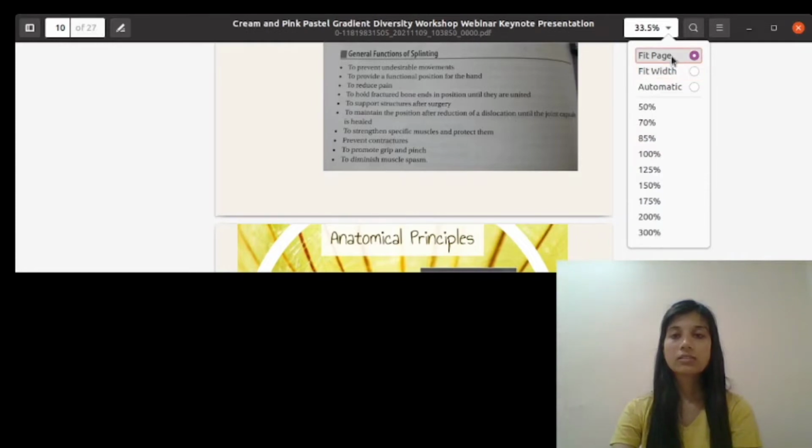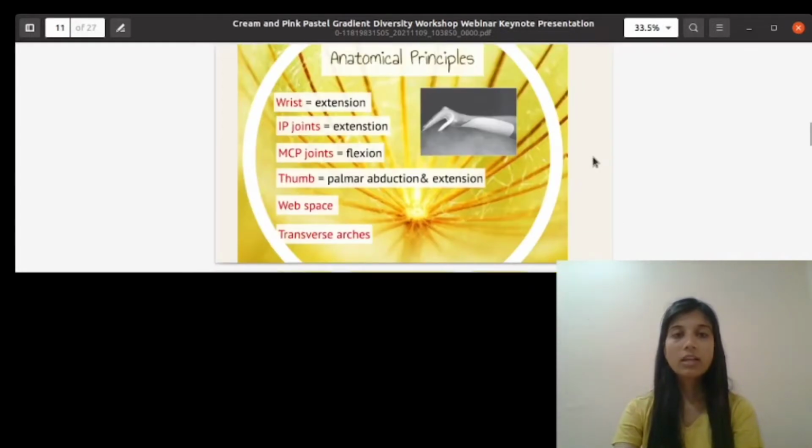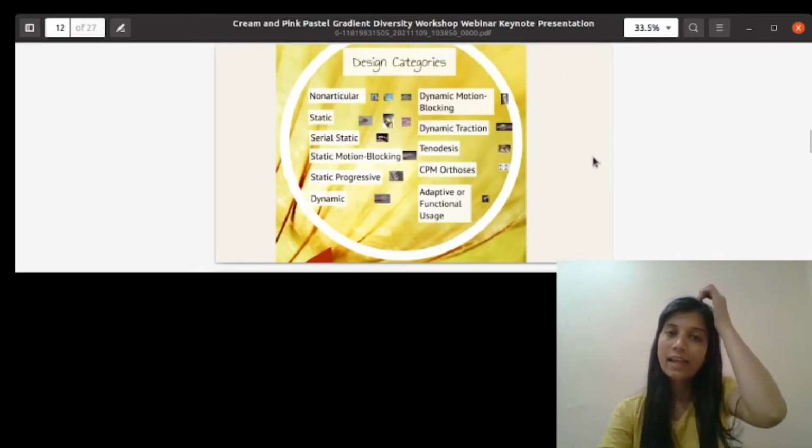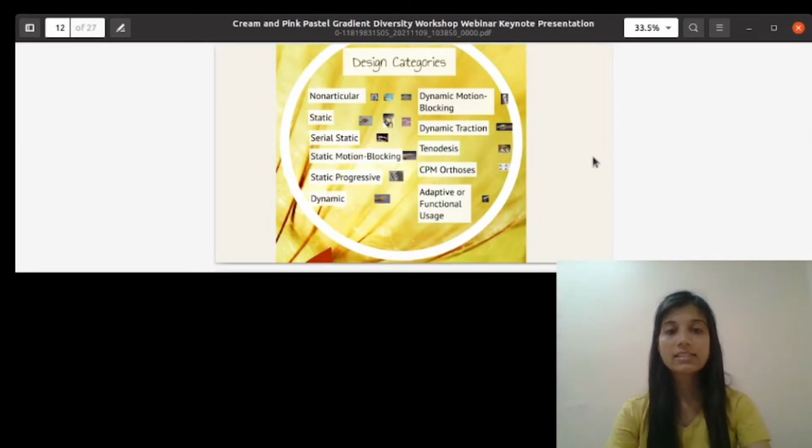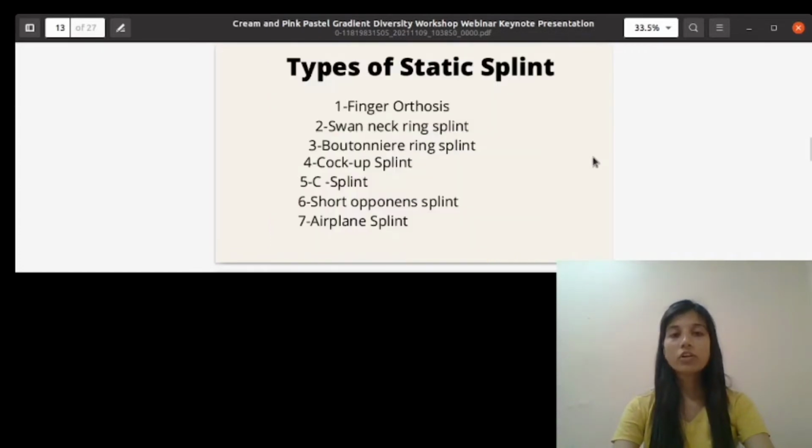Next are the anatomical principles: wrist extension, interphalangeal joint extension, MCP joint flexion. These are the basic anatomical principles. Thumb in palmar abduction and extension, web spaces, transverse arches. Design categories are non-articular, static, serial static, static motion blocking, static progressive, dynamic motion blocking, dynamic traction, tenodesis, CPM (continuous passive movement) orthosis, adaptive or functional uses.